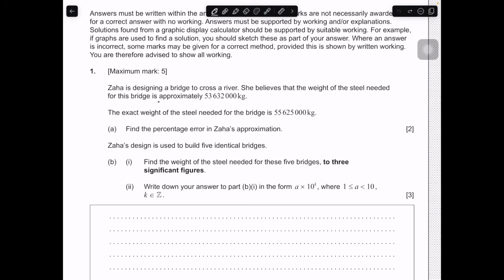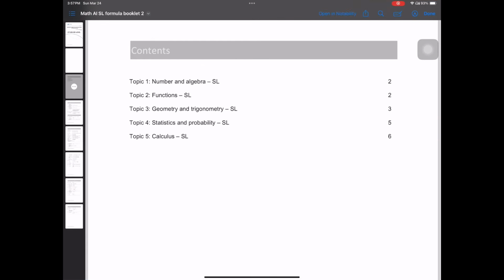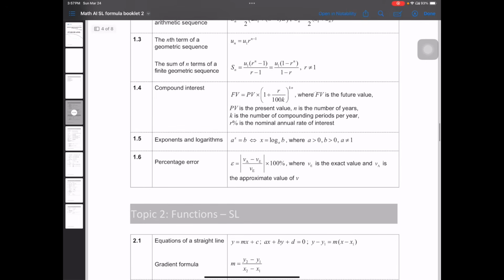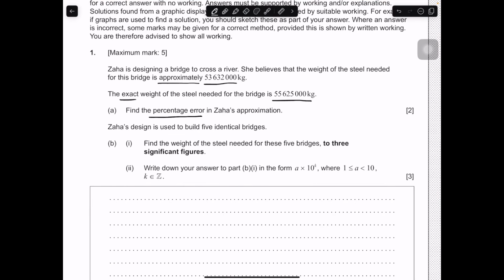So for this question, we're given an approximate value, some estimate, and an exact value right here. And percentage error, remember, is given to us in the formula booklet. Percentage error is given by estimate minus exact over our exact value, and then we want to represent this as a percentage. In the formula booklet, this is under topic number 1, number and algebra, and if we go down here, 1.6 percentage error. Percentage error is equal to estimate minus exact over exact, and then we want to represent this as a percentage. So the percentage difference, the percentage in which we deviate from our exact value.